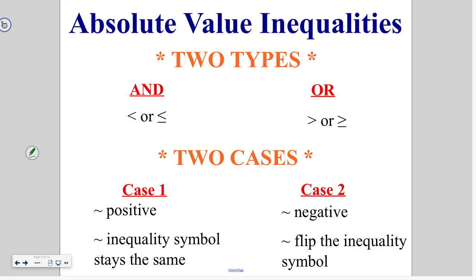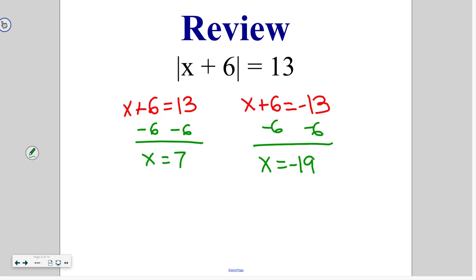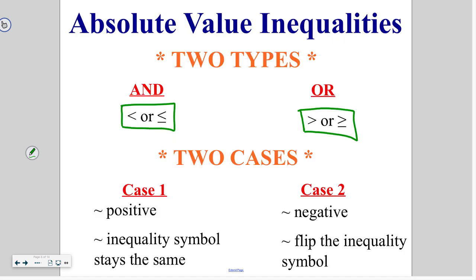So, with inequalities, there are actually two different types of problems we are going to look at. If we start with the less than, or the less than or equal to symbol, it's going to fall under the and, or the intersections type of problem. If we start with a greater than, or greater than or equal to, we're going to start with the or, the union type of problems. In either type, you still have two cases, just like we had two cases with the equations.